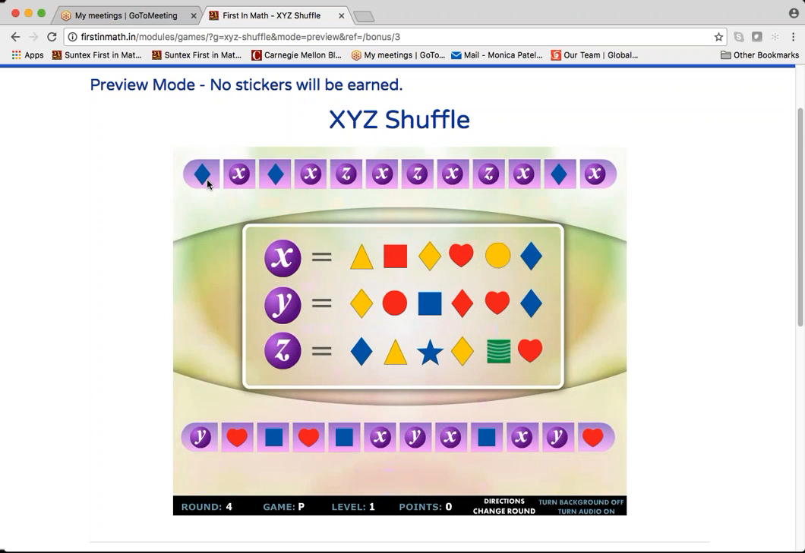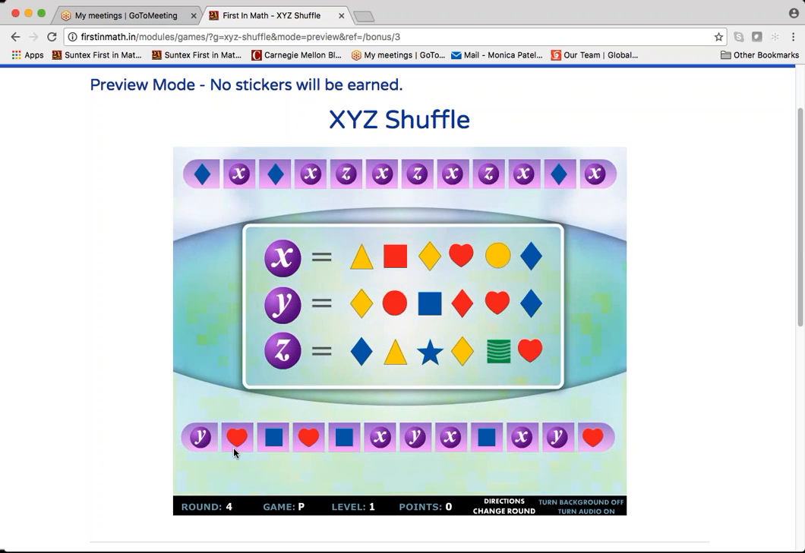because all I can see here is a diamond and an X and a diamond and an X and then a Z. I'm assuming that the Z is the diamond. In that case, what is X? I guess the way I can find out is if I solve this one. Y, the red heart.